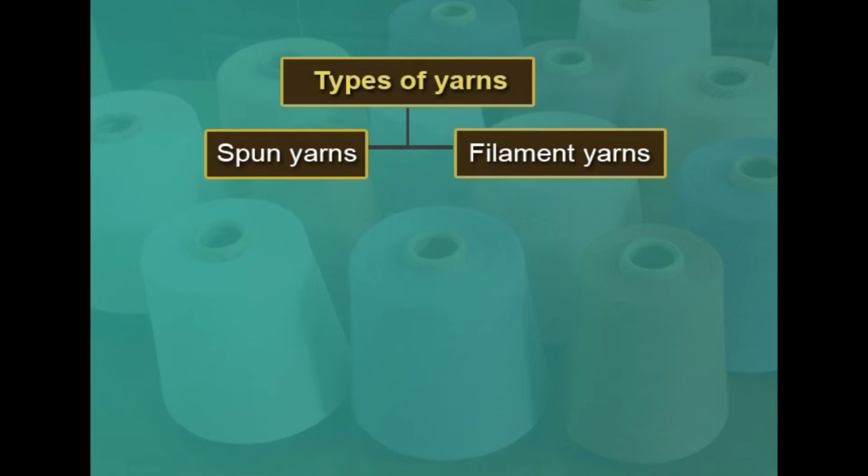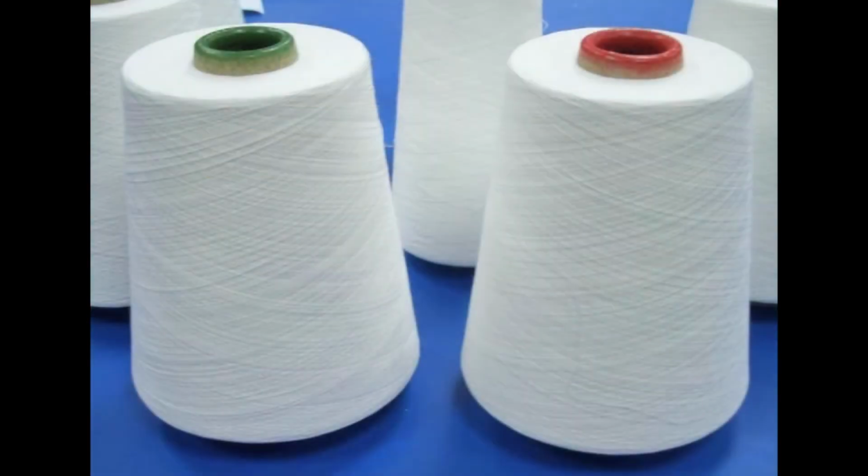So, basically the spun yarns are the yarns that are made from short fibers. The fibers can be either from a natural source or from a man-made source. The fibers are cut down to the length of the staple and then they are spun on the staple system.